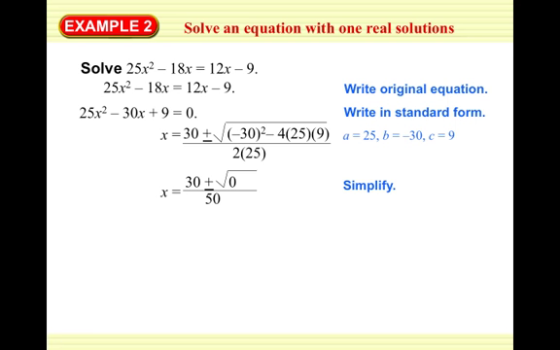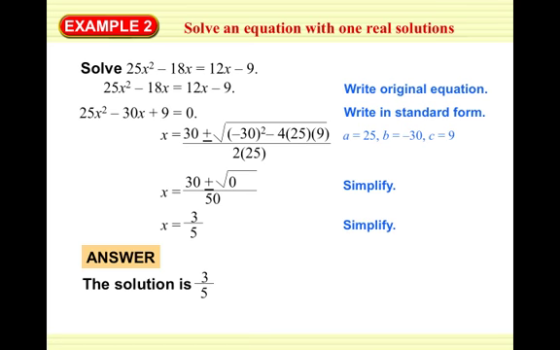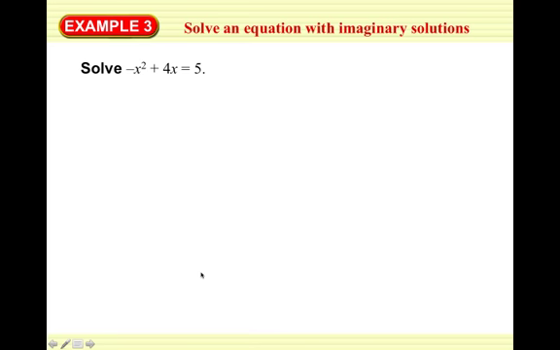So you're going to get x equals 30 plus or minus, well, 30 squared is going to give you the exact same thing as 4 times 25 times 9, so you end up with 0. So we've got 30 plus or minus square root of 0 over 50. Well, the square root of 0 is just 0. 30 plus 0 is 30. 30 minus 0 is 30. 30 over 50 reduces to 3/5, and so you get x equals 3/5.